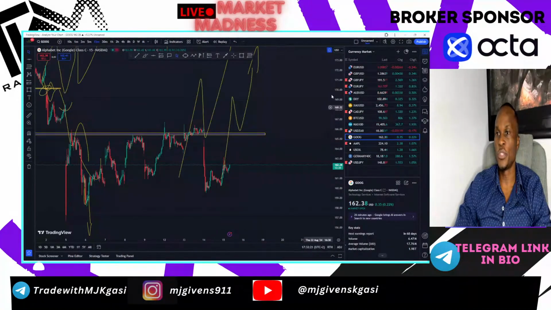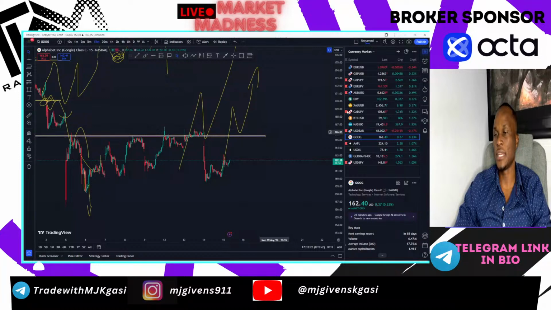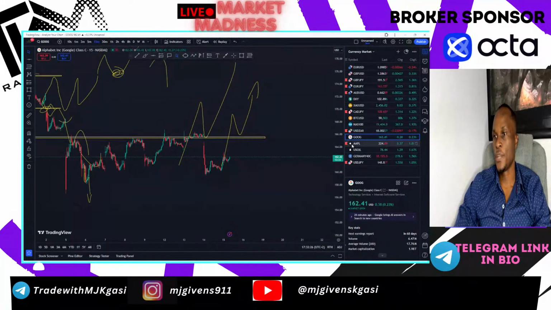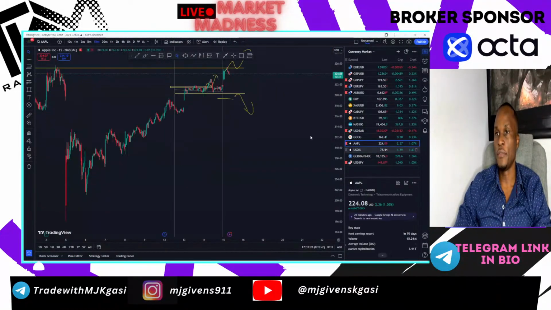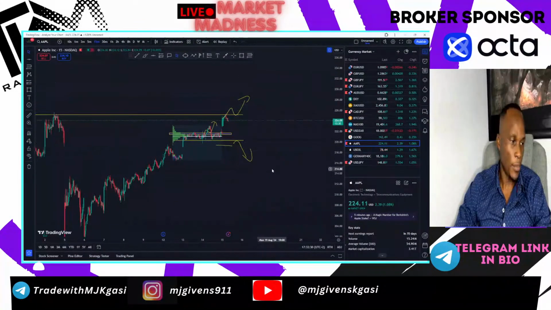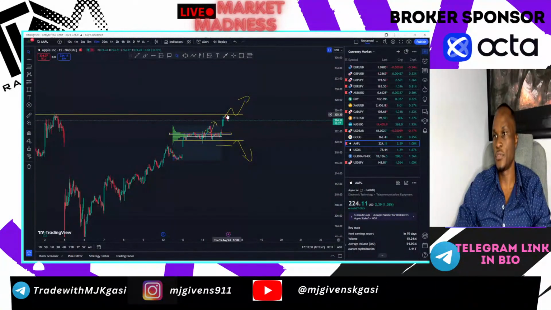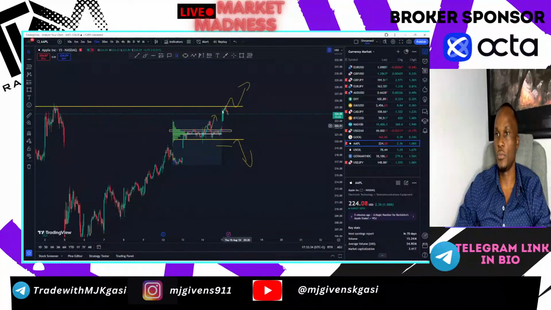Google, we want to buy up above $165 a share. We have not yet reached that point. However, we are bullish, as well as Apple. We are looking for a break above $225 a share. Then we are buying from there.